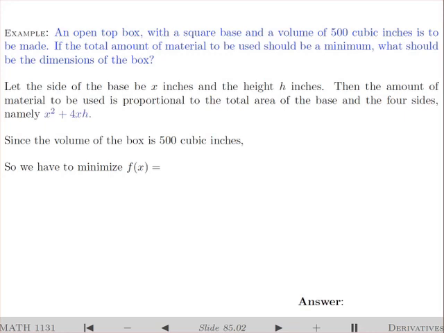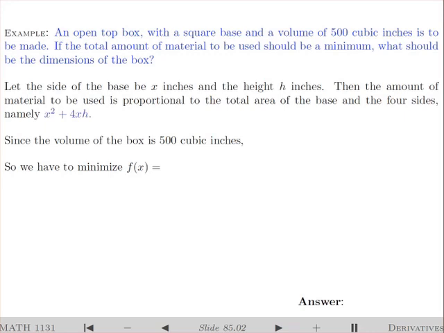There are 4 sides. Each is x on the bottom, height h. So it's x by h. Each has area xh. 4 of them have total area 4xh. So the surface area of the bottom plus the 4 sides is x squared plus 4xh. We want to minimize this.